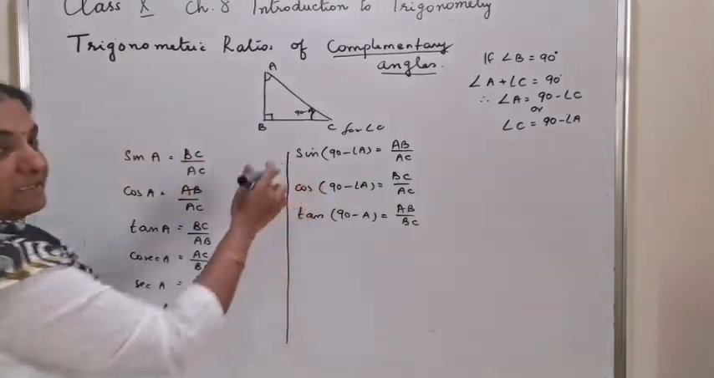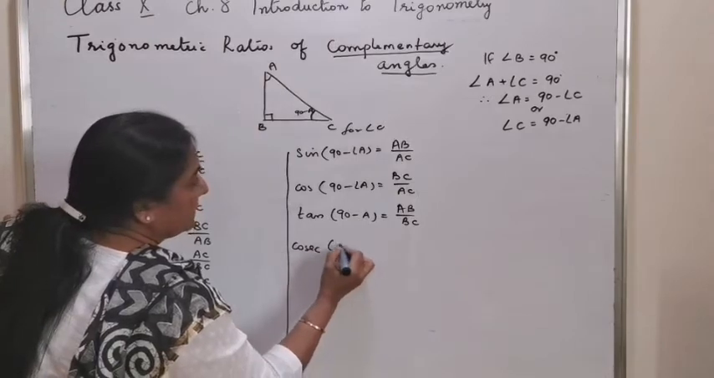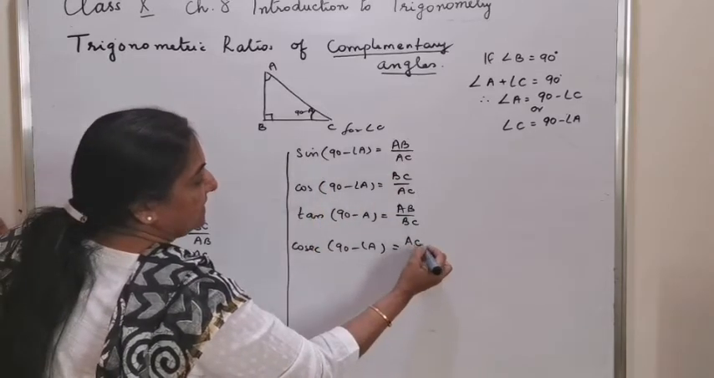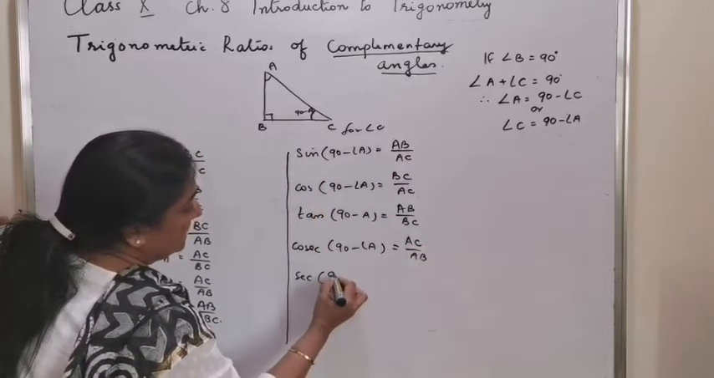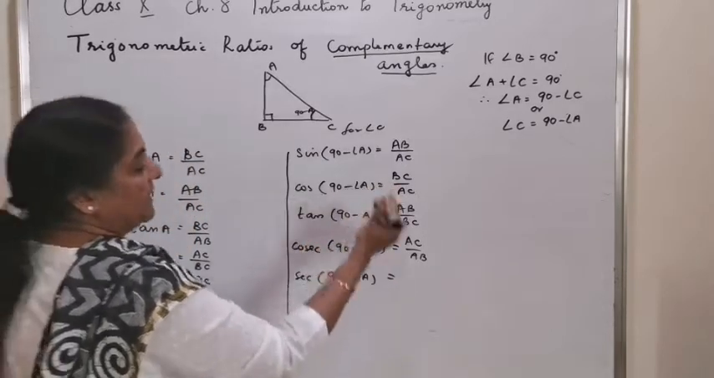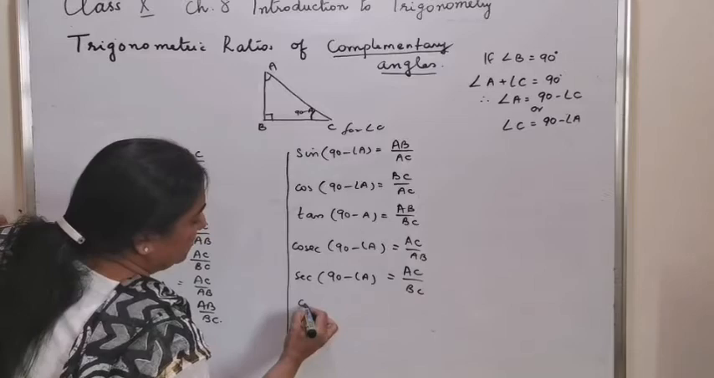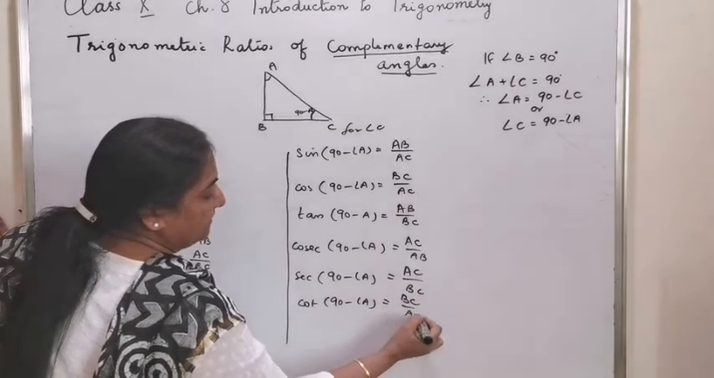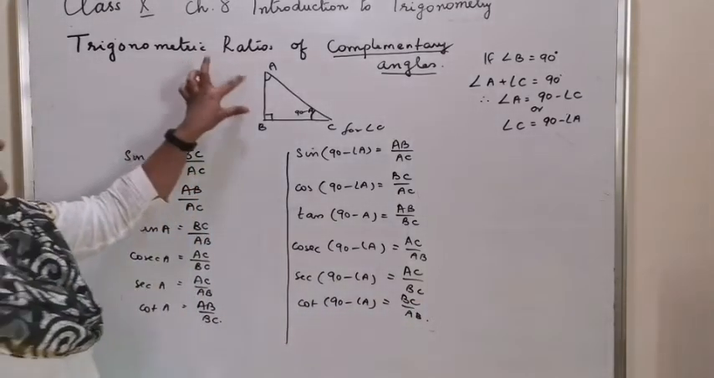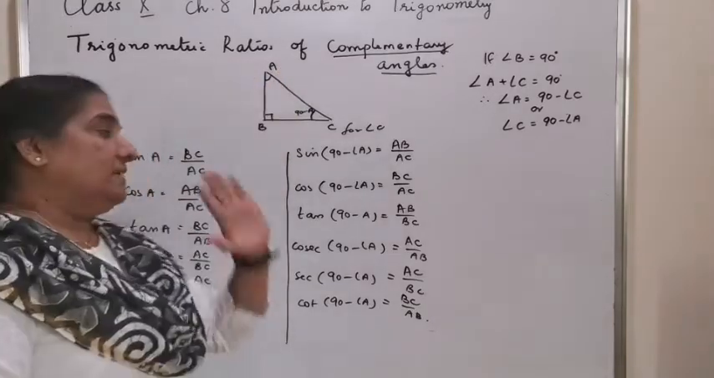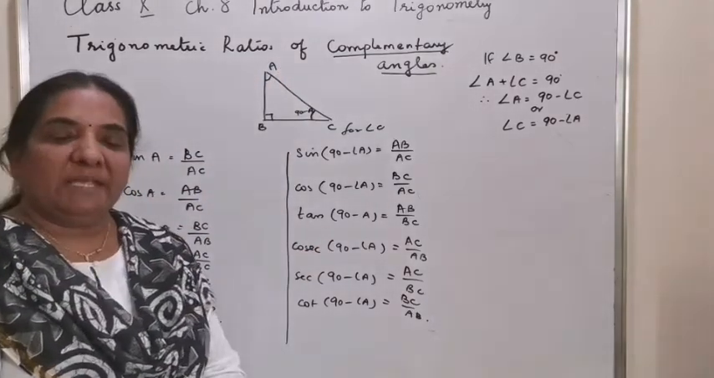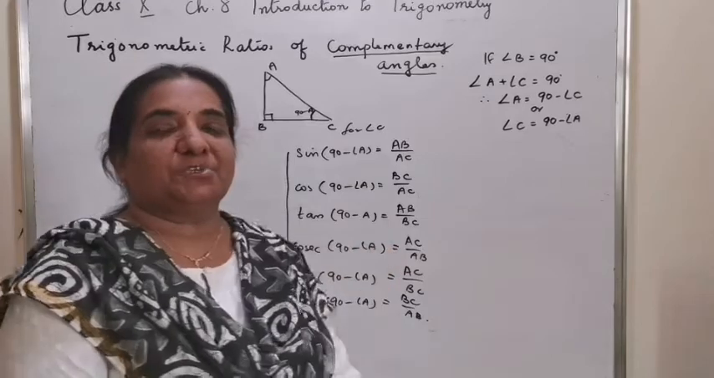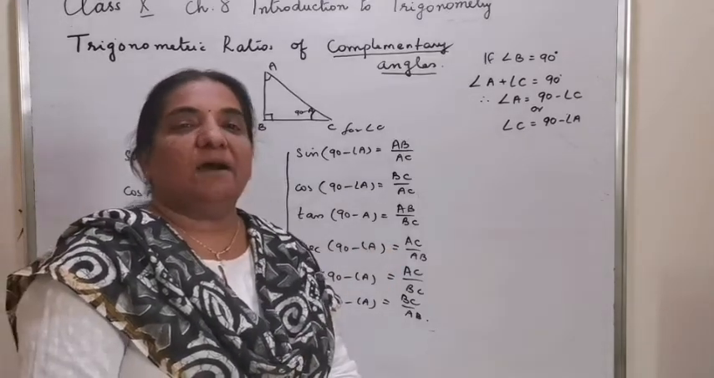The reciprocals: cosec 90 minus A is the same as AC by AB, sec 90 minus A is the same as AC by BC, and cot 90 minus A is the same as BC by AB. Since the three sides are AB, BC and AC, definitely the ratios of both angles will be related, or some ratios from here are exactly equal to some ratios in this particular angle. Let's see how the relation is.